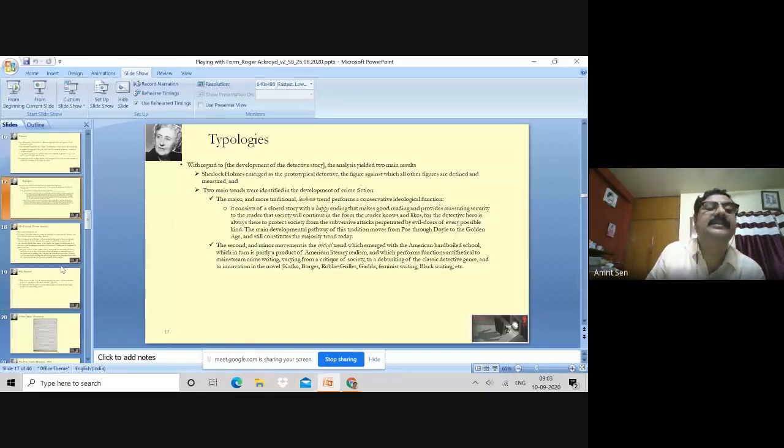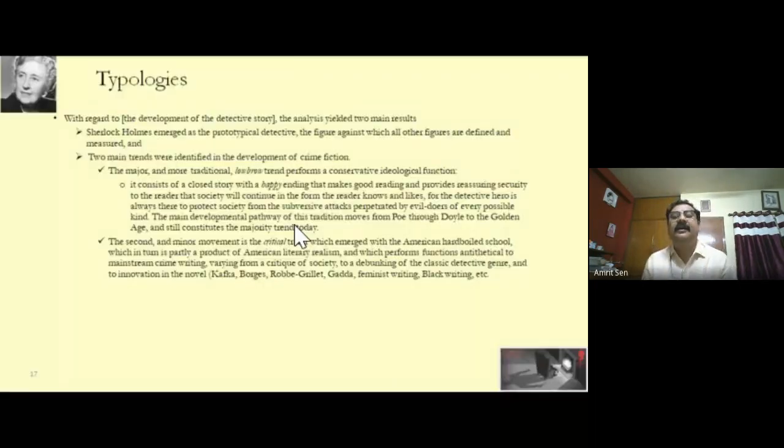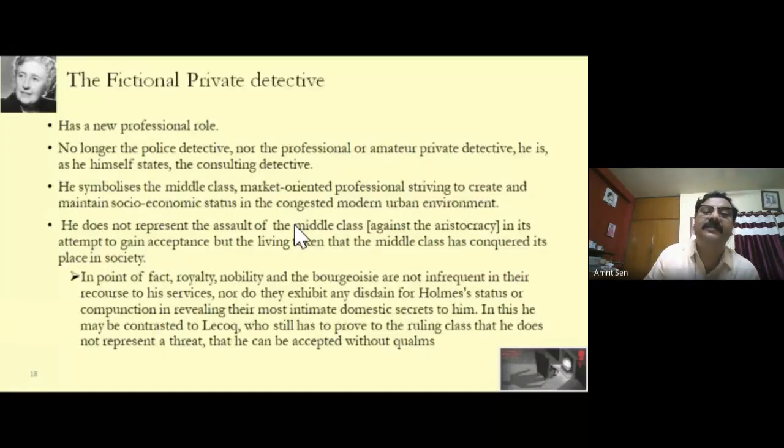The second is what we call the hard-boiled detective fiction. The more critical one, which functions antithetical to mainstream crime writing, varying from a critique of society to a debunking of the classic detective genre, right? This has been experimented with by a lot of people, including Kafka, Borges, Alain Robbe-Grillet's France, and the feminists and black writing, for example.